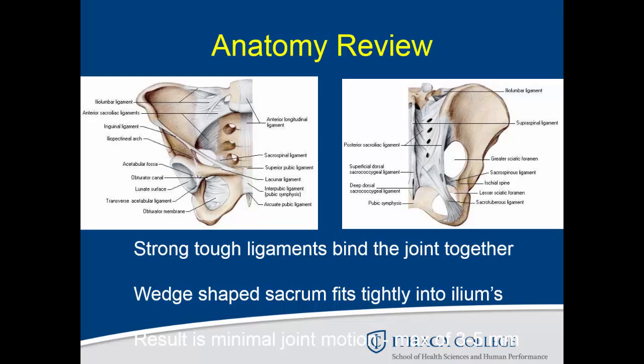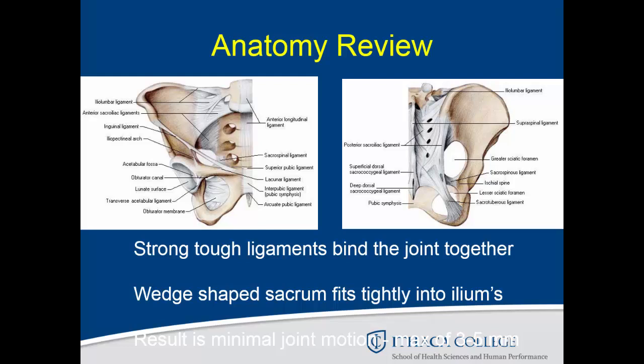And so way down below, which is really hard to see, it says result is minimal joint motion with a maximum of 3 to 5 millimeters of motion. And this is, again, a source of debate among clinicians. And really the debate is, is there motion that is occurring at the SI joint? You'll hear some clinicians say that, yes, there is motion available, but there is no motion that occurs because of some of these anatomical features. While others will say, yes, there is motion, and it does move 3 to 5 millimeters.